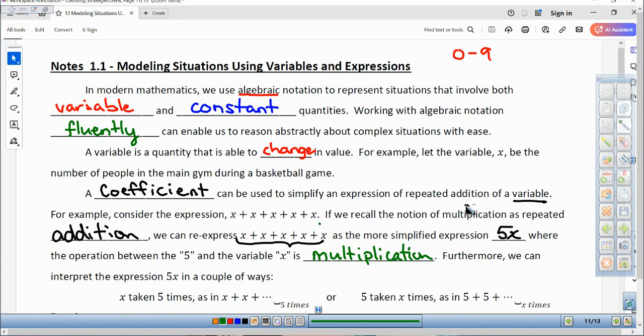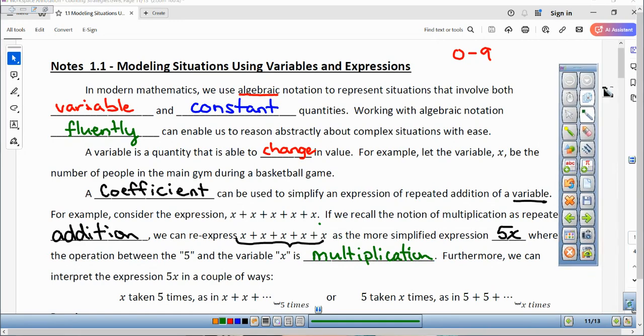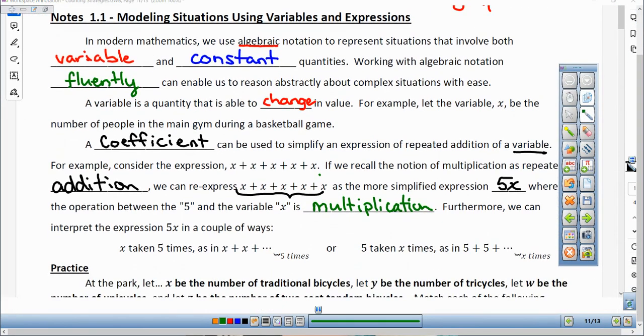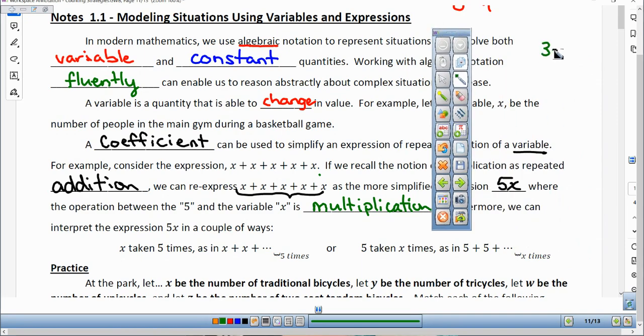Furthermore, we can interpret the expression 5x in a couple of ways. One of them is going to make a little more sense to us because it's more concrete. You can think of it as x taken 5 times, as we kind of said here. It's x plus x plus x plus x plus x. Or, since multiplication has this commutative property, what is the commutative property? Well, 3 times 4 is 12, and 4 times 3 is also 12.